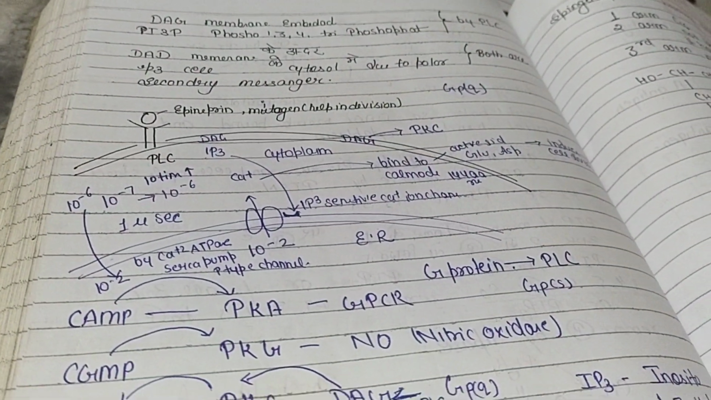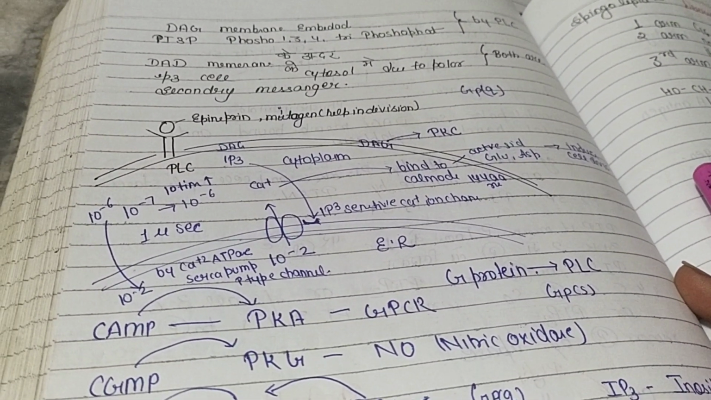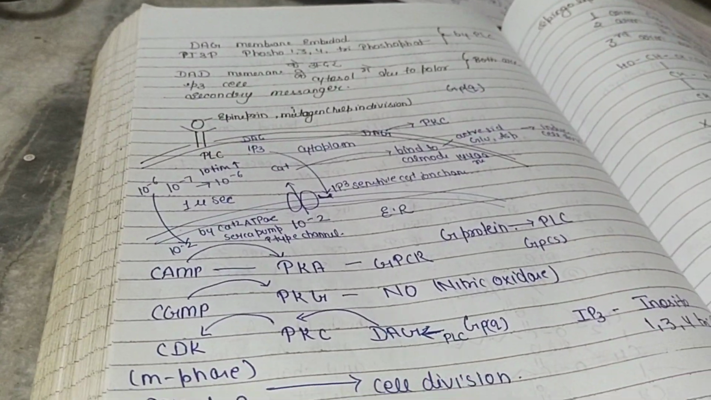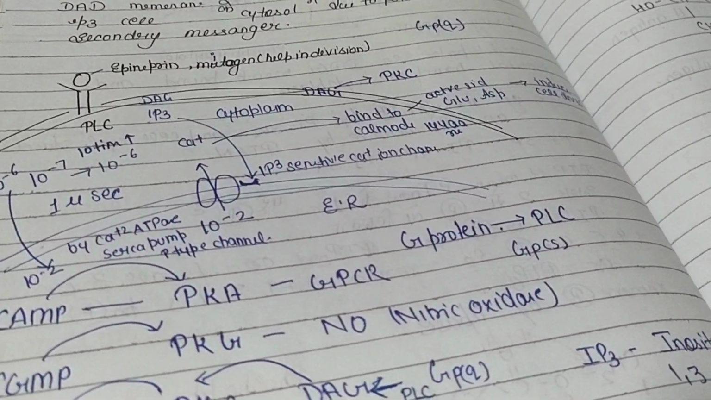DAG is in the membrane, including PI3 phosphate and phosphatidylinositol 1,3,4 triphosphate. DAG is inside the membrane. It's also part of the signaling, so it's also covered later on.